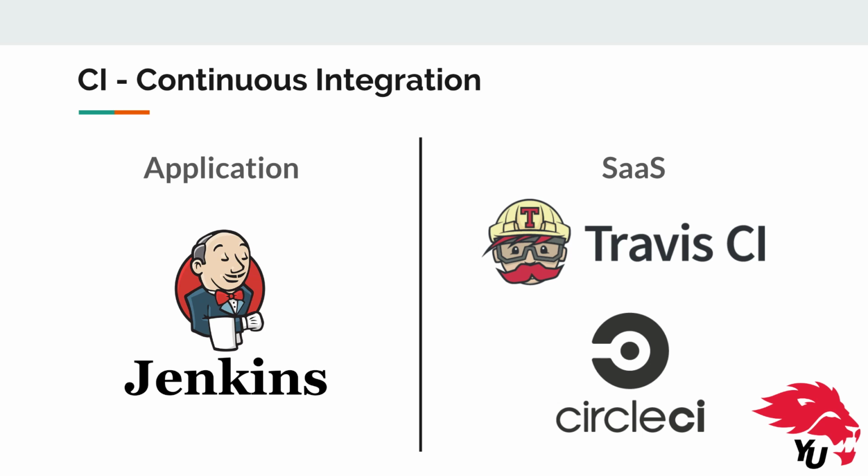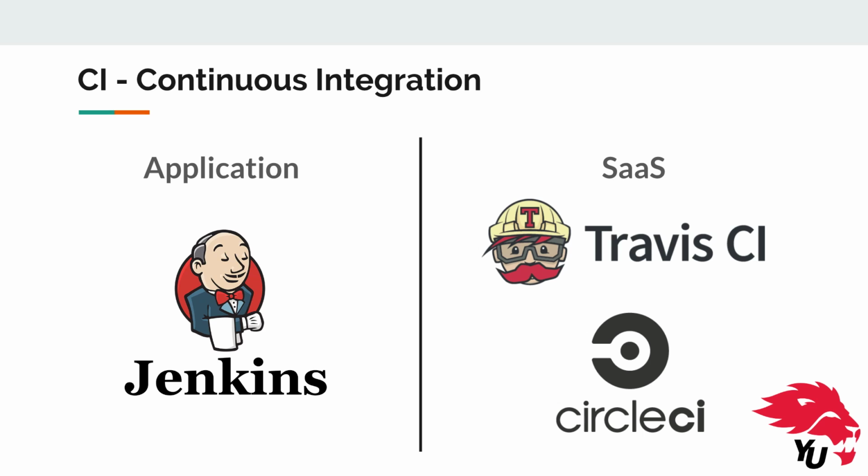The second option is to use software as a service platform. For those, you're going to have Travis CI and Circle CI. Those are the most famous ones. There are other options in the market, but those are free. They're extremely easy to use.